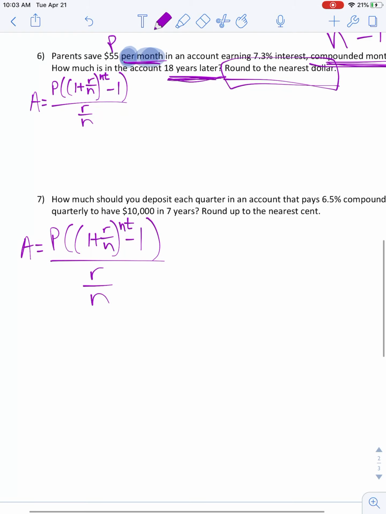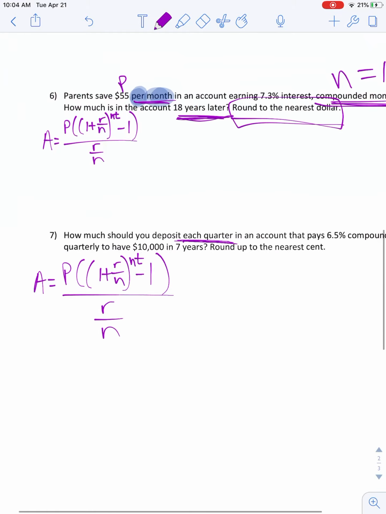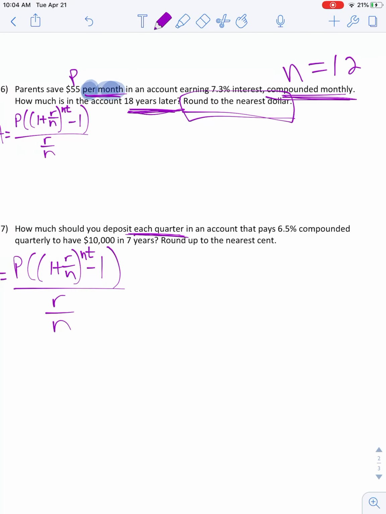Number 7, last one. How much should you deposit each quarter? Each quarter, I'm going to deposit money every single quarter. That tells you it's annuity. And it's compounded quarterly, so that's nice again. They line up, the quarterly and the quarter, so we don't have to make any adjustments there. We want to have $10,000 in 7 years. That means in 7 years, my future amount is $10,000.